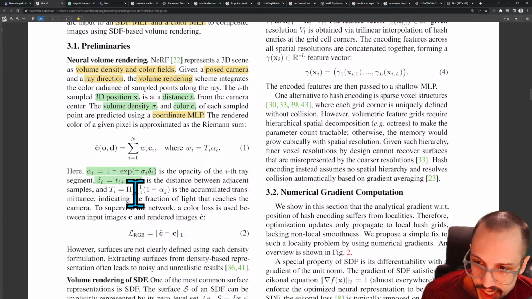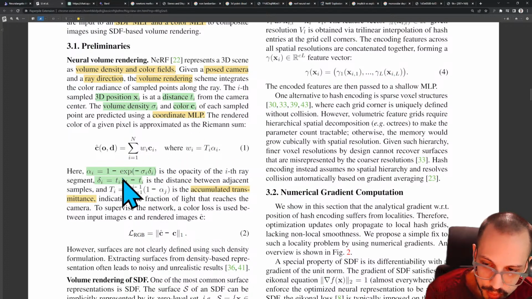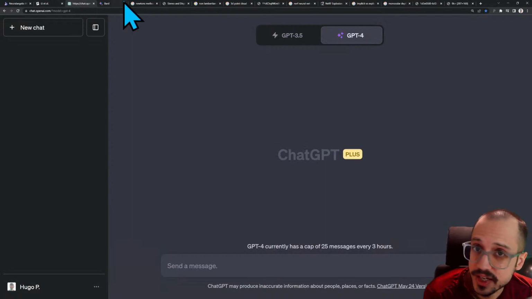T_i equals pi. This is a summation but product, so when you see this pi, this means multiply all this value here from j equals 1 to j equals i minus 1. So 1 minus alpha j is the accumulated transmittance. So generally what they mean by this is that because your T_i is a property of basically the points before it, you have this kind of transmittance that's being accumulated, right?